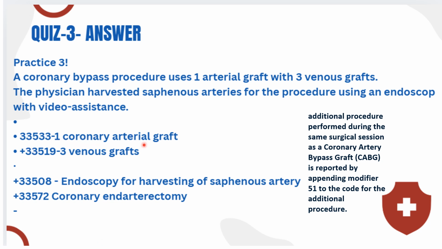33533, one coronary arterial graft; 33519, three venous grafts; 33508, endoscopy for harvesting of the saphenous vein; and 33572, coronary endarterectomy, which is an additional procedure they have done along with the CABG that we will have to mention additionally.